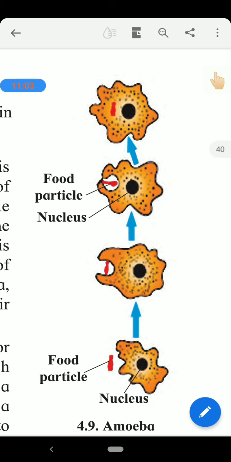You have seen how all the steps of nutrition occur within their unicellular body. The amoeba is a unicellular organism.